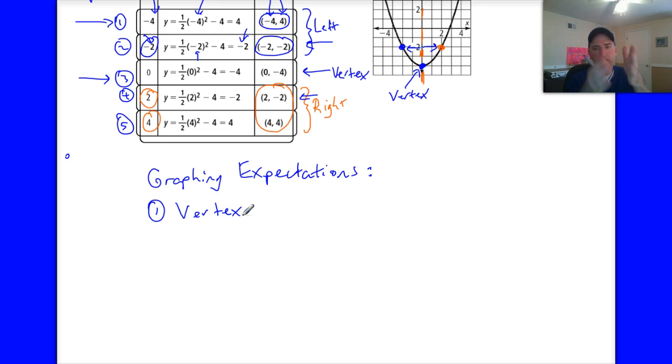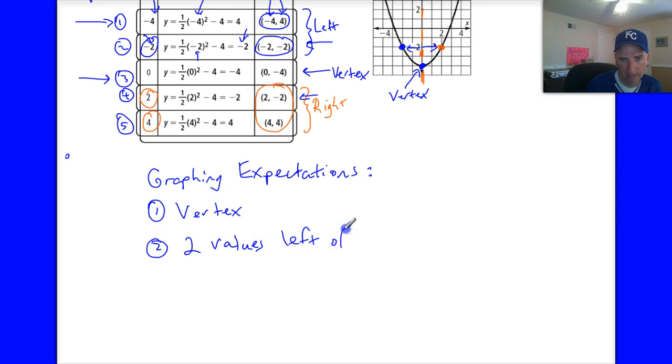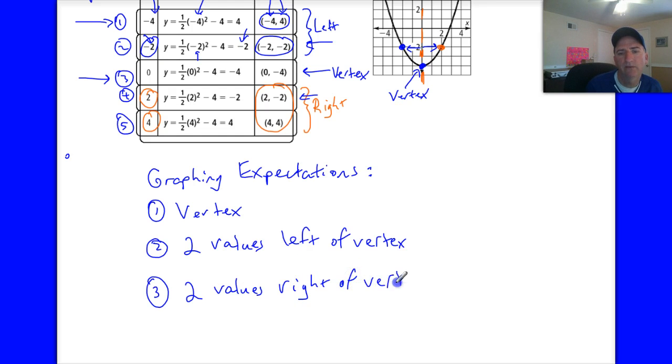Now again, I like to create the chart like they did there, where you put the vertex as the 3rd point. So you do that first, and then you select 2 values to the left of the vertex and plot them, and then you select 2 values to the right of the vertex. Now when you've done that, you've selected 5 points to create the graph.